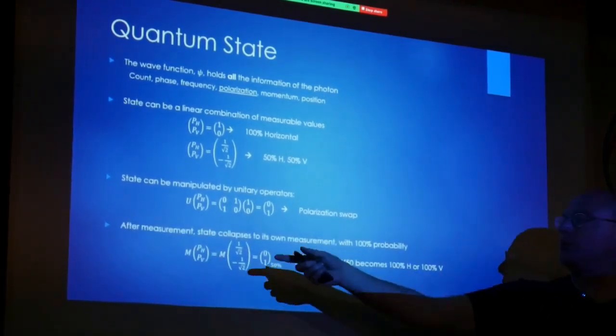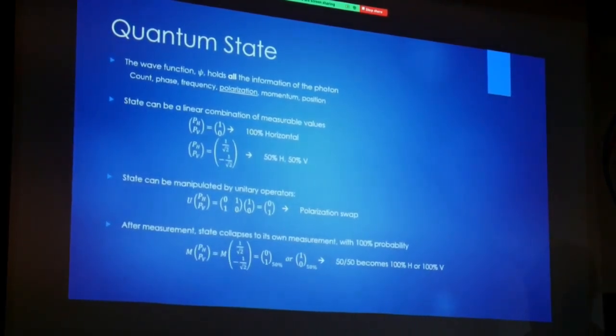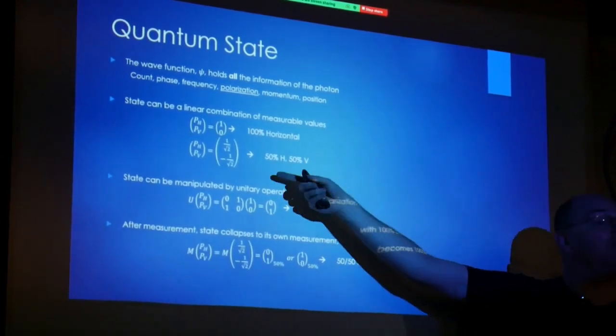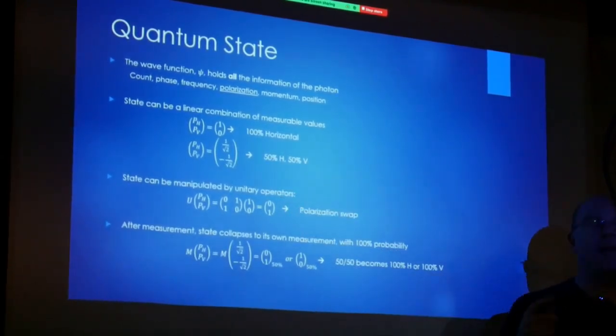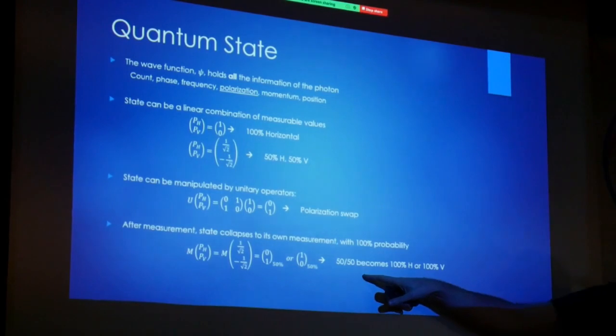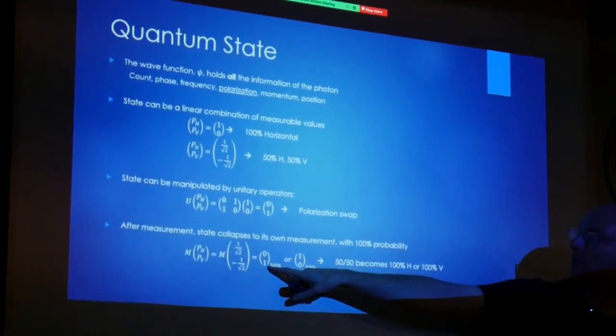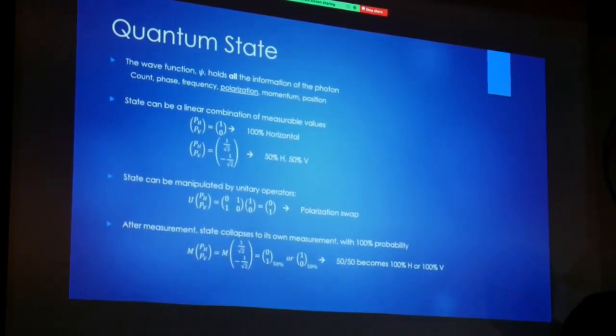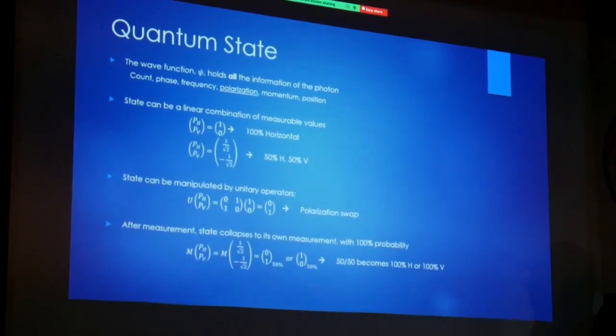And of course, after the measurement, the state collapses to its own measurement, meaning I may have been 50-50 before of getting it one way or the other, but after I've measured it, it is 100% going to do the same thing. Okay? So after an operation, which might have been 50% vertical and 50% horizontal, if you repeat it, you will always get 100.